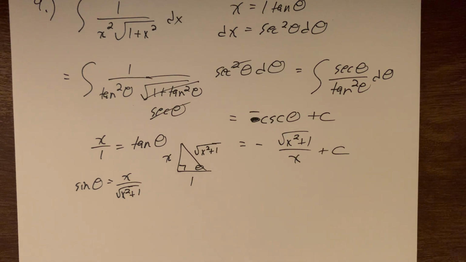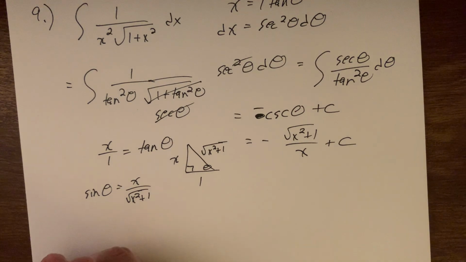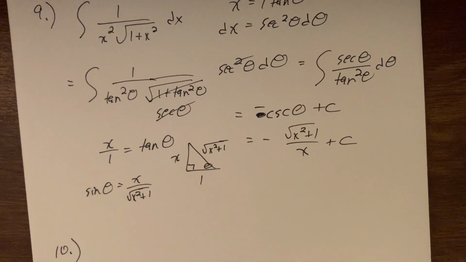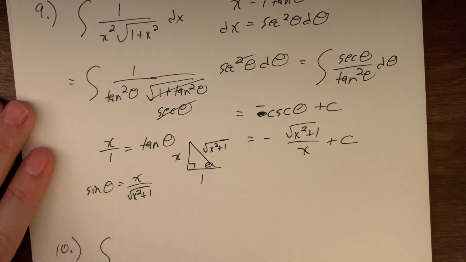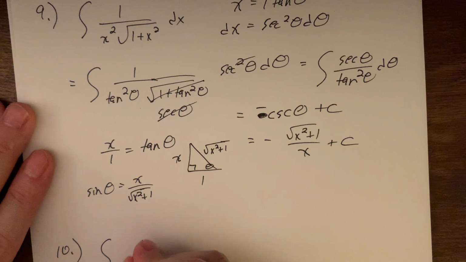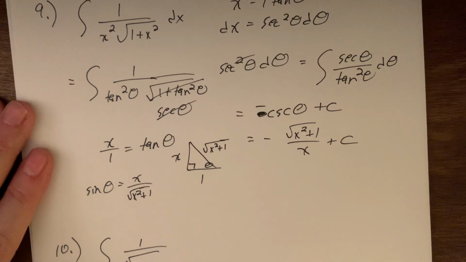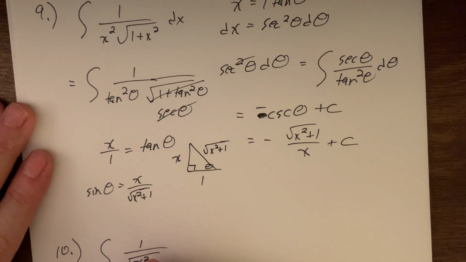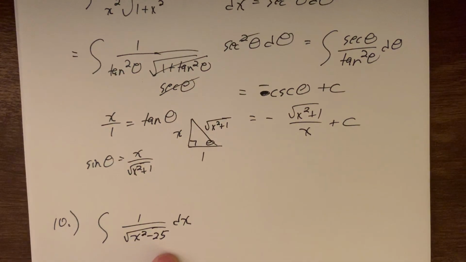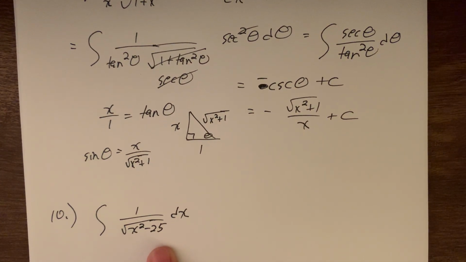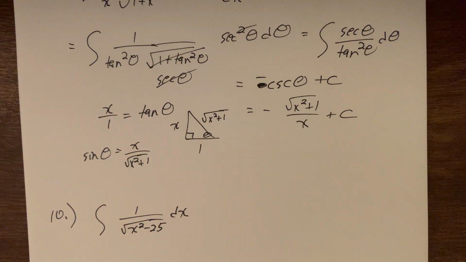Okay, so let's continue. And actually, I think one more good one to wrap this up. Lots of good examples, but let's finish up with number 10. Let's finish with the integral 1 over radical x squared minus 25. Well, not a lot to work with.